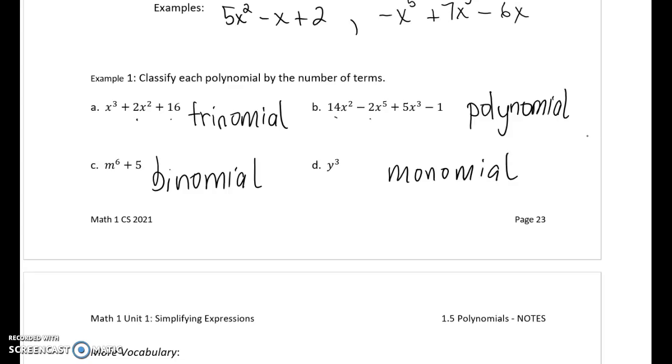Part C, I've got 1, 2 terms, right? Those 2 terms are separated by a plus sign, thus it's a binomial. Part D, we do not see any plus or minus signs. We just see the y cubed, so that's only 1 term, and that makes it a monomial.